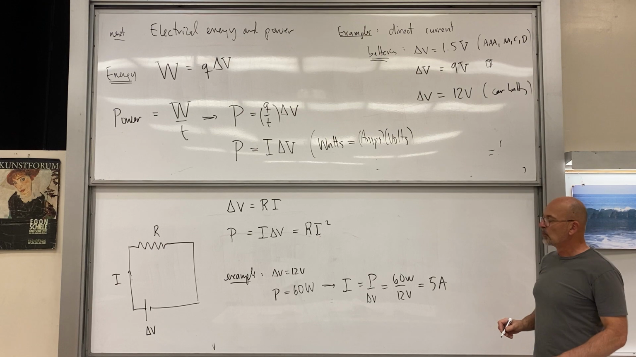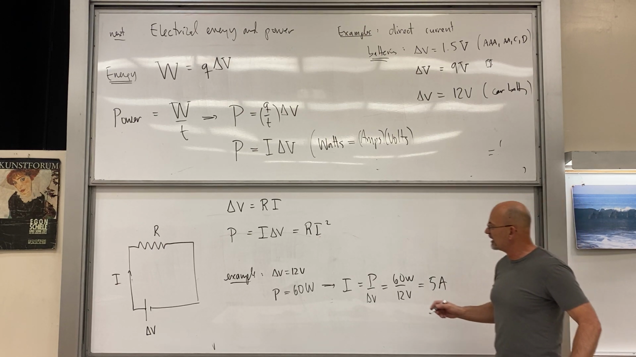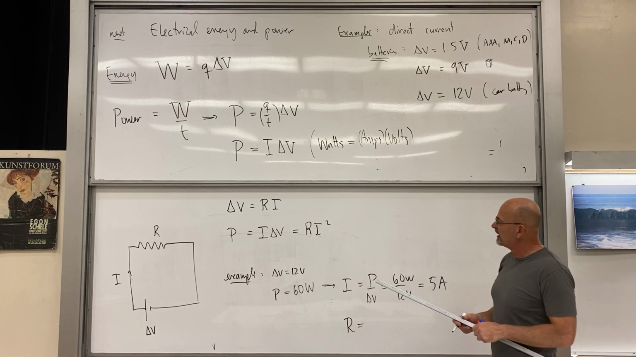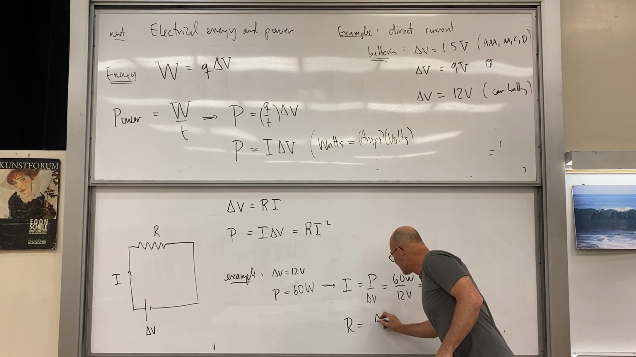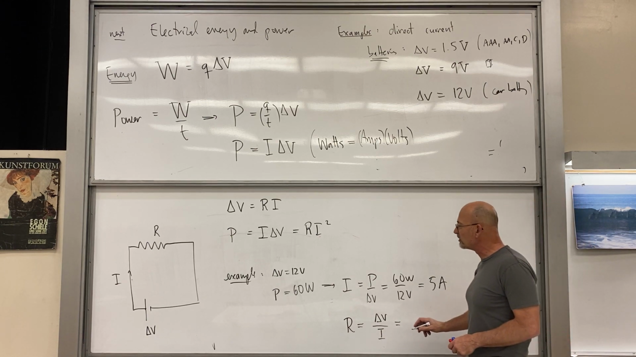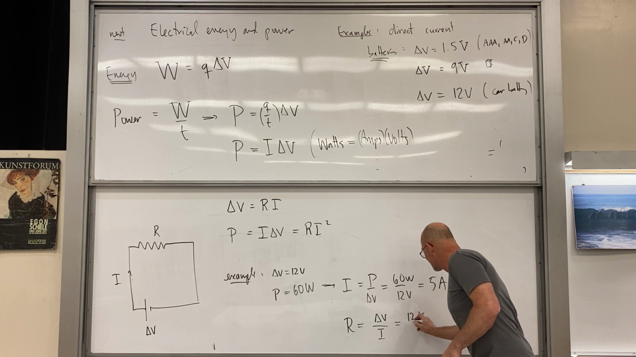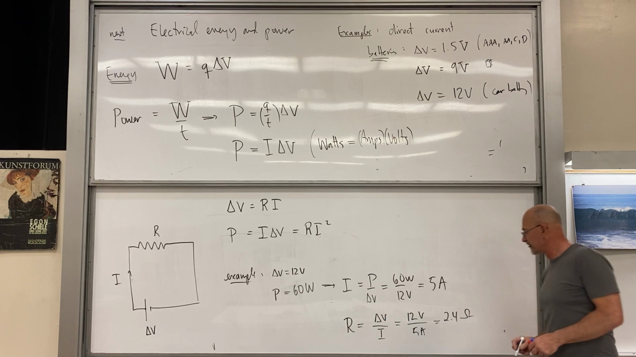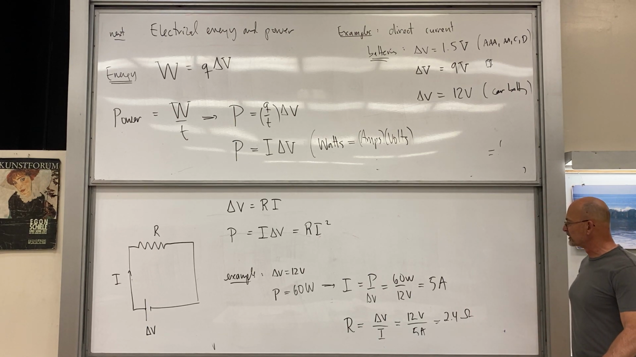Okay, what's the resistance? Now we've found the current, so the resistance is going to be the voltage divided by the current. We have our 12 volt battery divided by 5 amperes, so that's just over 2, so 2.4 ohms. So those are pretty typical values.